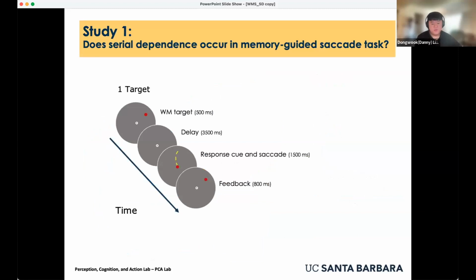In our first study, we aim to replicate the serial dependence effect by employing the memory-guided saccade task. The scheme on the left is essentially the same as I described earlier. During each trial, participants were instructed to fixate on the center while trying to remember the location of a randomly appearing colored dot. After the dot disappeared, a delay period followed, and when a response cue appeared at the center, participants reported the remembered location by making saccadic eye movements. The actual target dot reappeared shortly after to provide them with feedback.